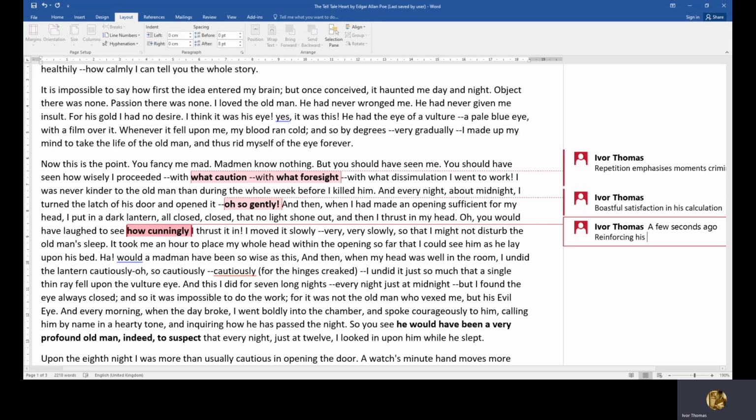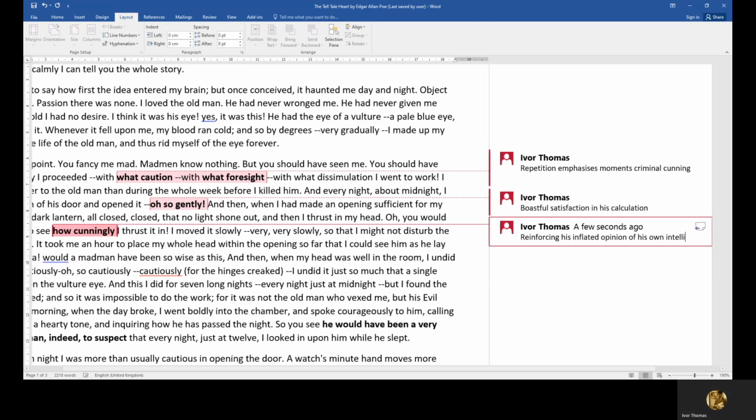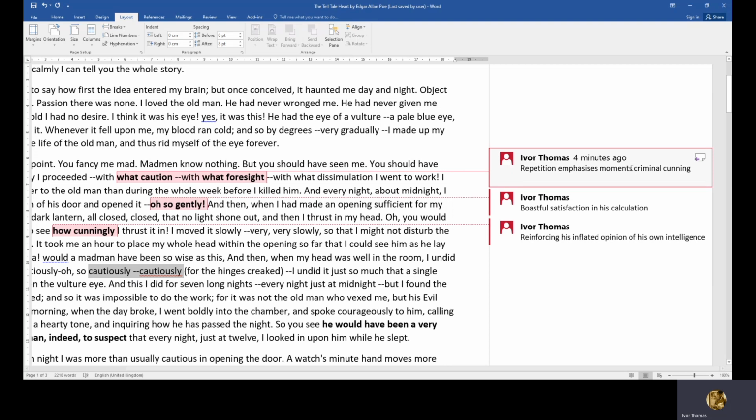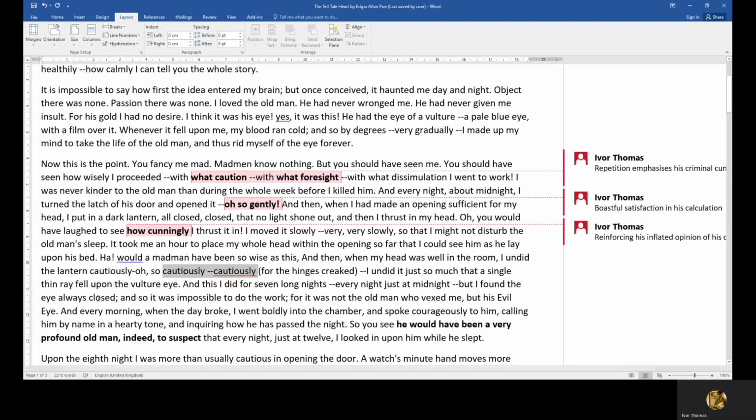He's reinforcing his, let's call it an inflated, own intelligence. I'm cunning. I moved so cleverly, slowly. I was so cautious. Again, repetition emphasizes, what does that say? It emphasizes a moment's criminal cunning. I'm going to use the same quotation. Everywhere I see repetition, I urge you to do the same. In fact, repetition emphasizes his criminal cunning, how cautious he moved, how cunning he moved, how much foresight he had.